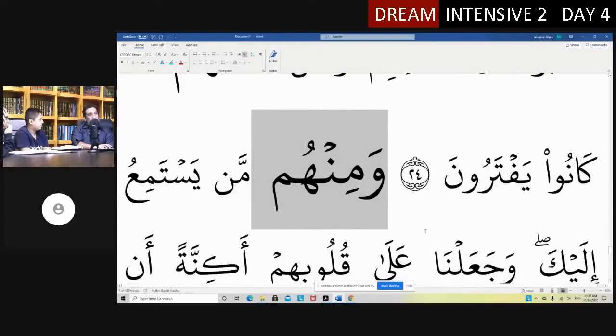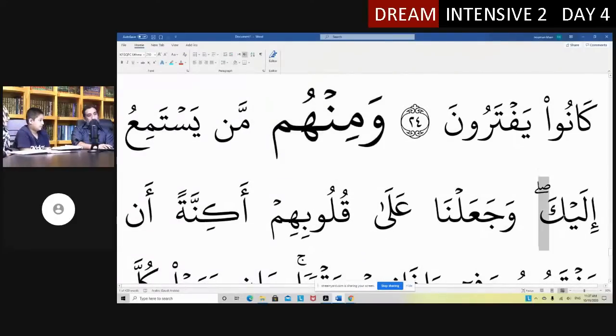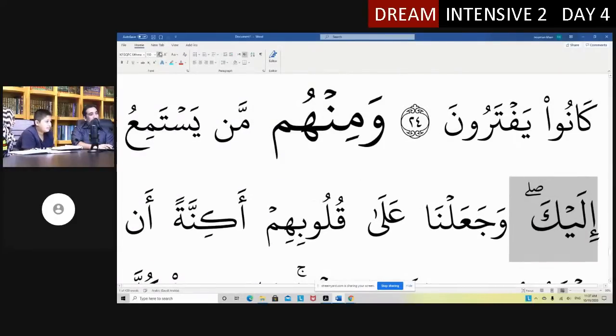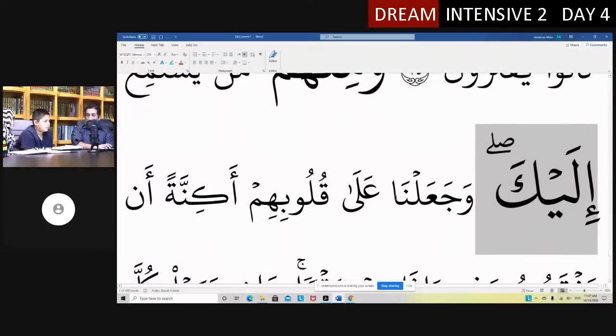From them. Them. Getting better. Ilayka. Ila means towards. Towards who? Towards them. Ka is not towards them. I don't want guesses. Towards her. No, I don't want guesses.